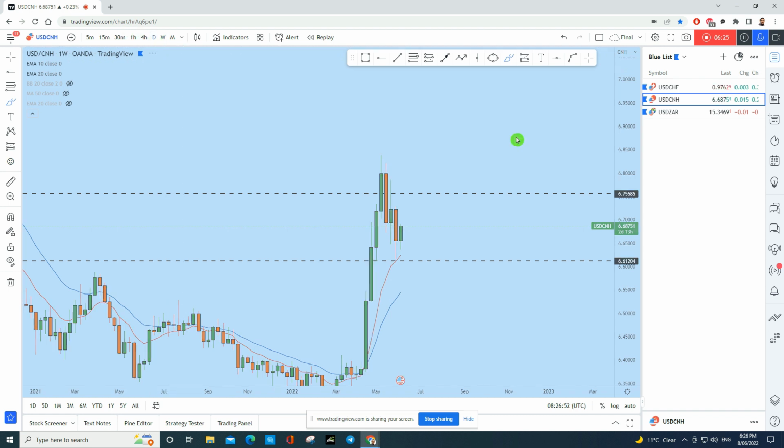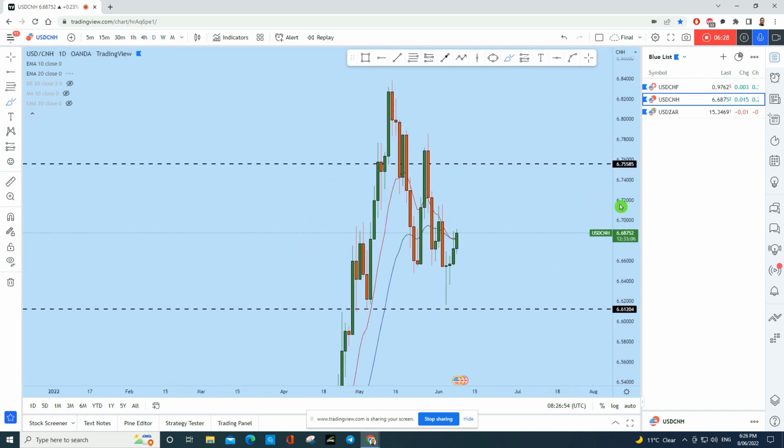Going to the daily time frame, what do you see? After the previous day's doji, we saw another doji, a double doji with a higher low, meaning that buyers are now creating bullish momentum to the upside, and we can expect USD CNH to finally push to the upside.